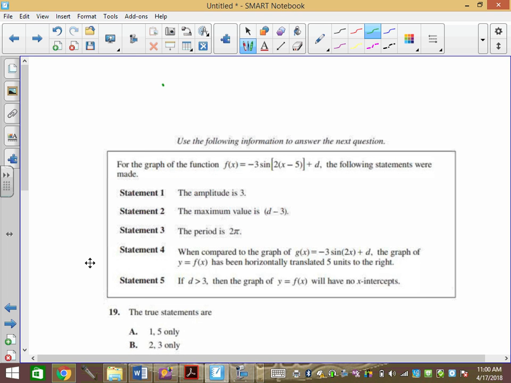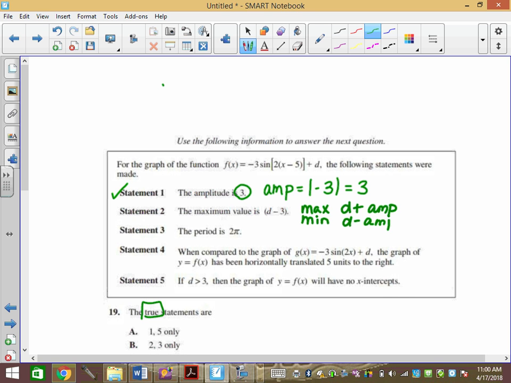Which of the following statements are true? The amplitude is 3. Amplitude is the absolute value of A. Yep, it's 3. The maximum value is D minus 3. How do we find the maximum value really quickly off an equation? D plus amplitude, and the min is D minus amplitude. So it would be D plus 3. Many of you do D plus A, and then you use the negative 3. That doesn't work. You have to understand it.